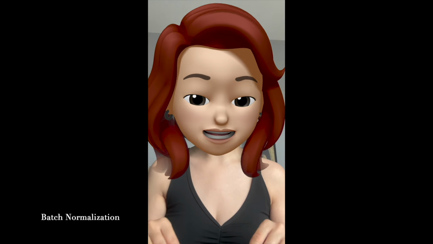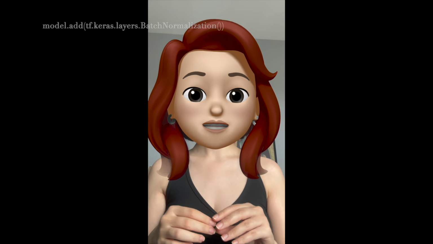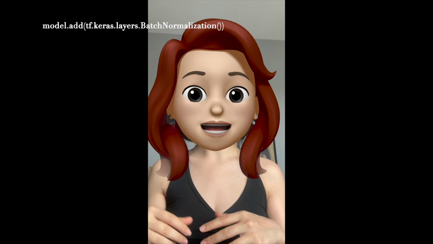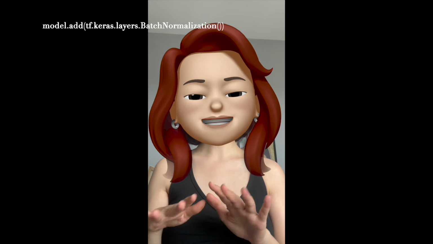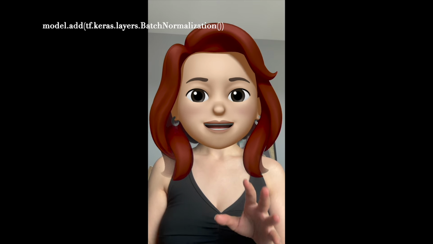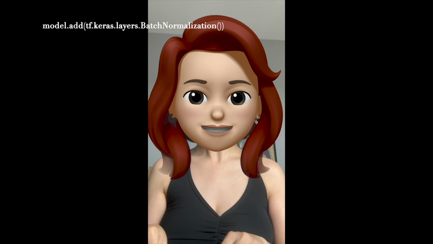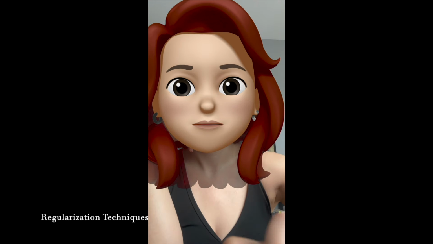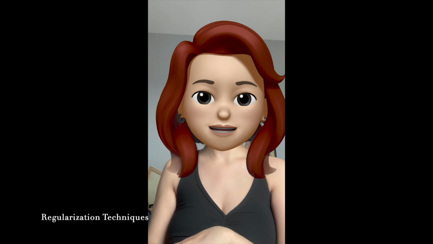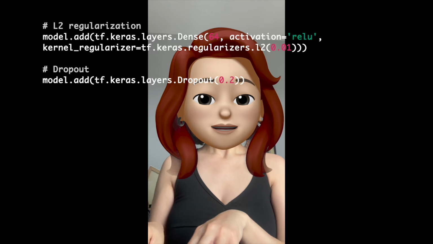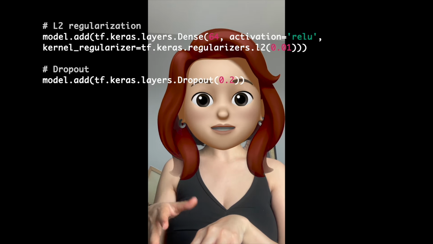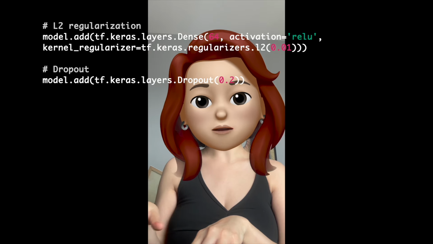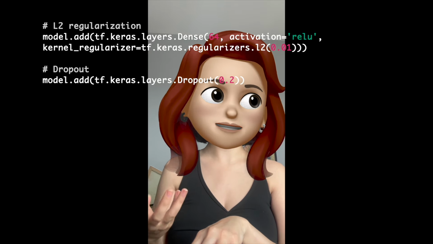Batch normalization. Batch normalization normalizes the activations of each layer, making training more stable and accelerating convergence. Regularization techniques. Techniques like L1, L2 regularization and dropout can prevent overfitting and improve generalization.